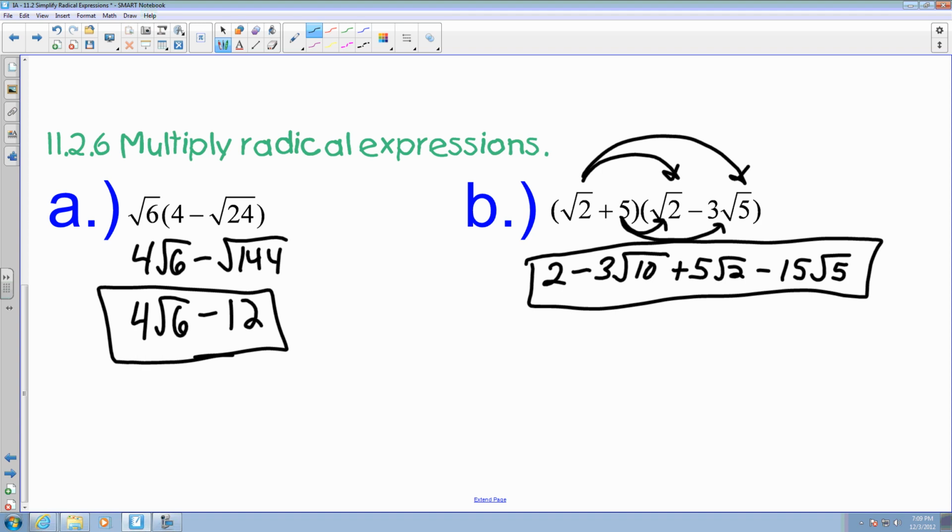So that is being able to simplify radical expressions by using the multiplication property of radicals, the quotient property of radicals, and figuring out how to add or subtract radical expressions. I hope this helps.